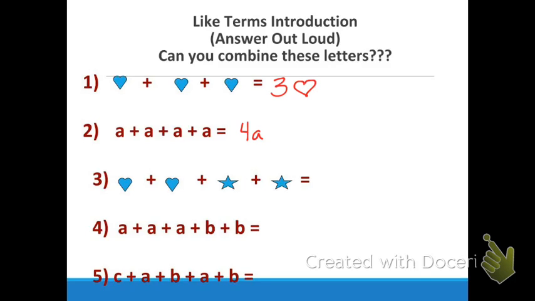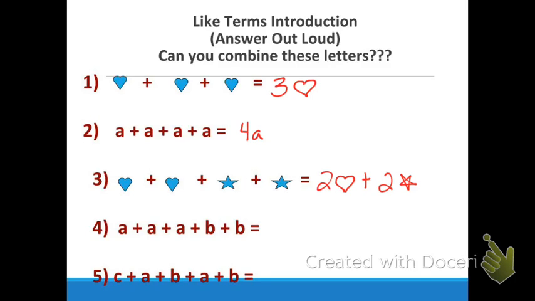Okay. How about this one? I have 2 hearts plus 2 stars. I can't combine them because hearts and stars are not the same. We don't have stars, we have hearts, and we have stars. Okay? How about this one right here?